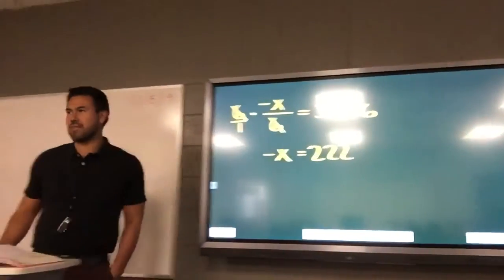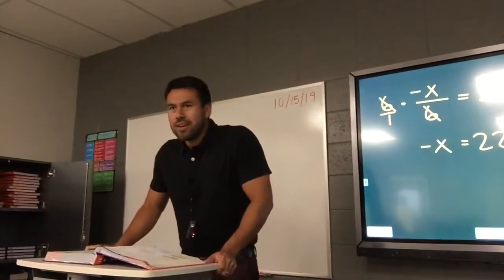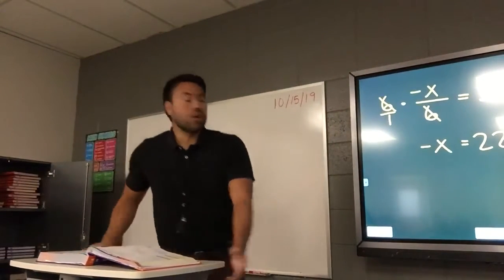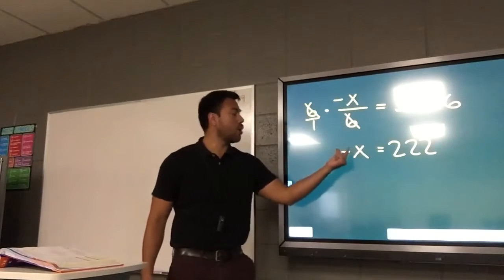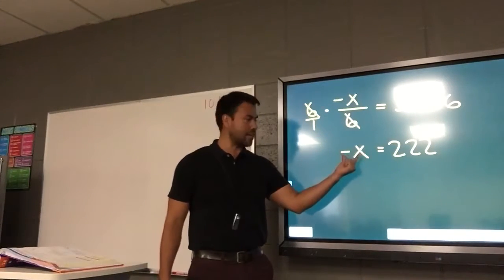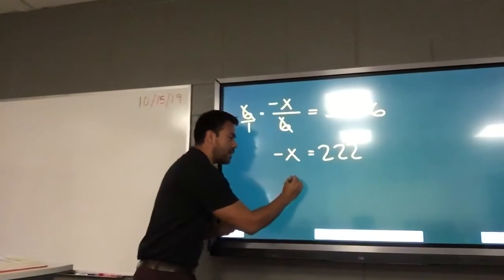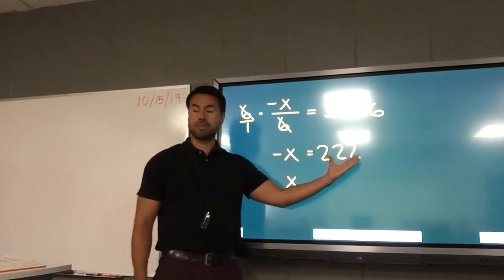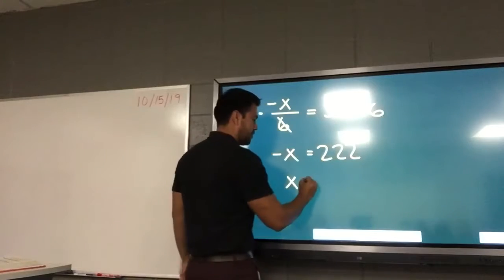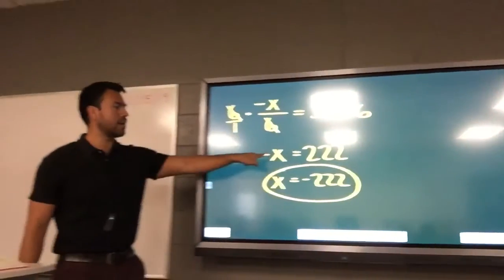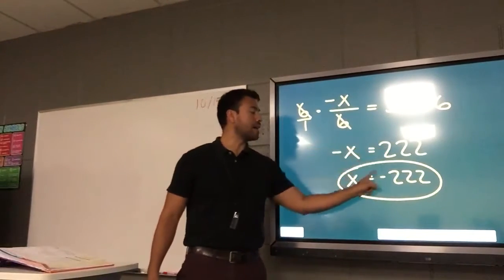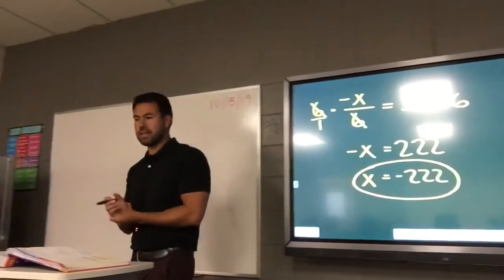Awesome. My answer is negative x equals 222. I don't want to know what negative x is. I want to know what positive x is. I want to know what's the opposite of negative x. What's the opposite of negative x, by the way? X. It's x. So what's the opposite of 222? Negative 222. So that's what I wanted to know. So all I did was switch the signs.